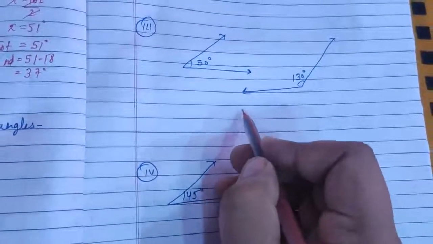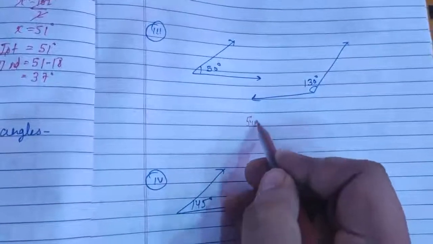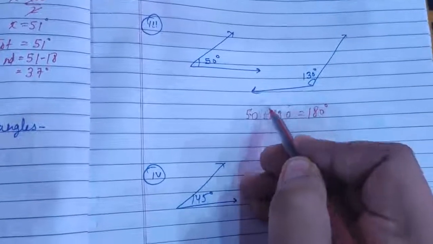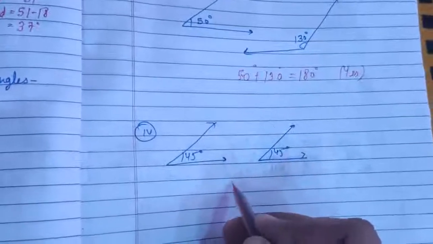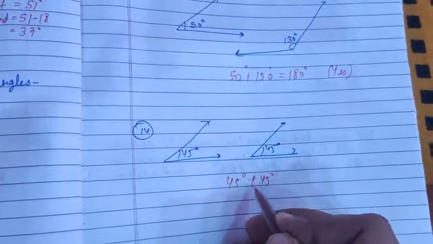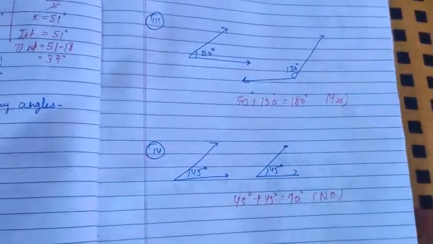Now here we see 50 and 130. So 50 plus 130, it is 180 degrees. Now here you can see the sum is 180 degrees. So yes, these are supplementary. Here it is 45 plus 45, it is 90 degrees. Again it is no, because it is not supplementary.